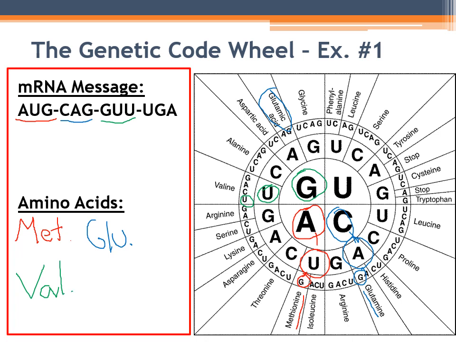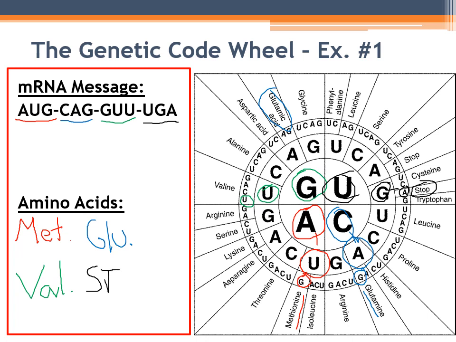And then last is UGA. So I have U, and then I have G, and then I have A, and that's a stop. Stop is not the name of an amino acid. All these are like phenylalanine and leucine, serine. That would be really weird if it was just stop. Stop is the stop codon.